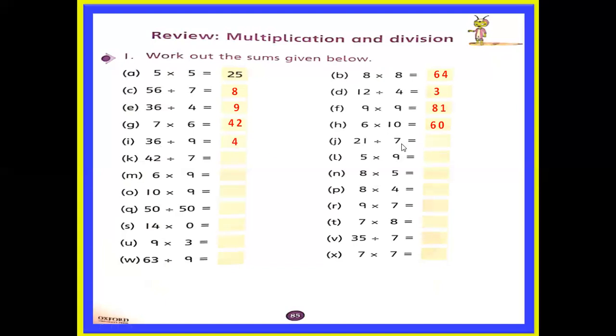21 divided by 7. 7 ones are 7. 7 twos are 14. 7 threes are 21. So 21 comes after multiplying 7 with 3. It means our answer is 3.